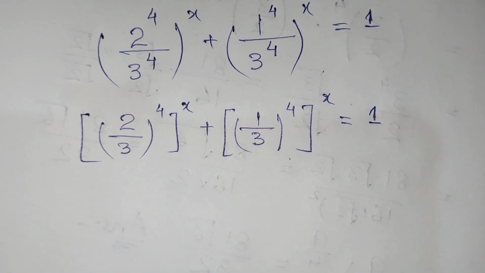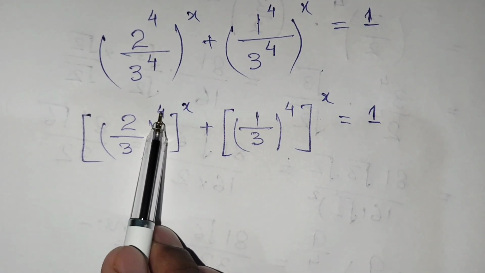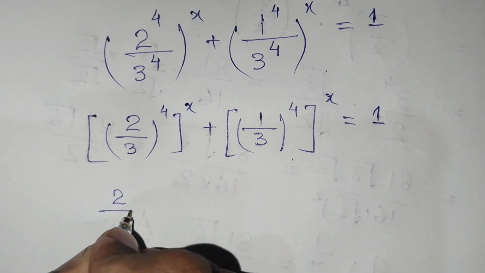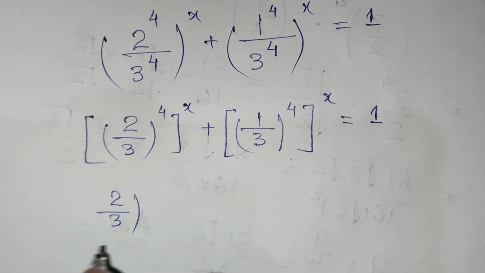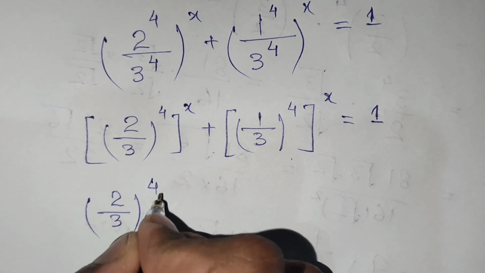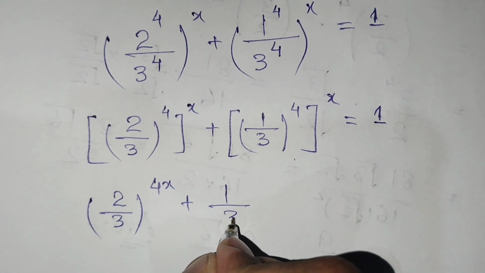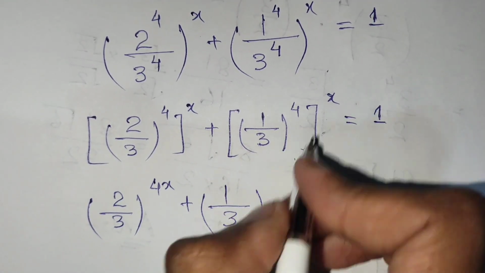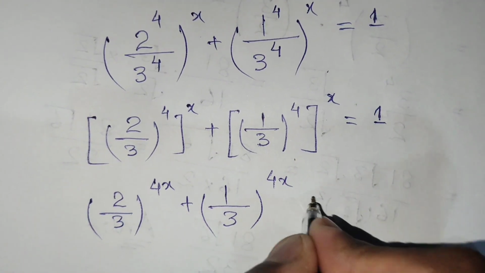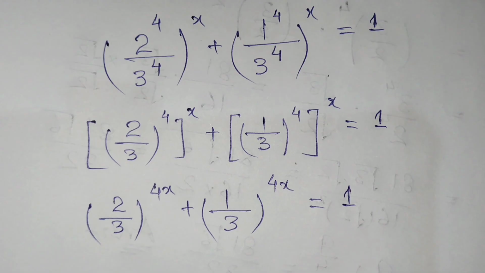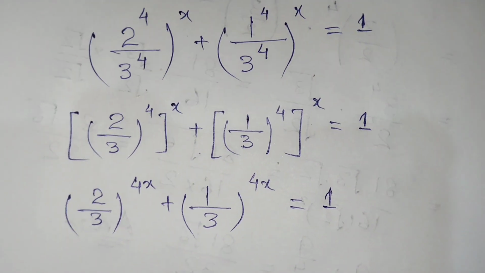Now this exponent multiplies with this, we have 2 by 3 raised to the power 4x plus 1 by 3 raised to the power 4x is equal to 1. We have to determine the value of x here.